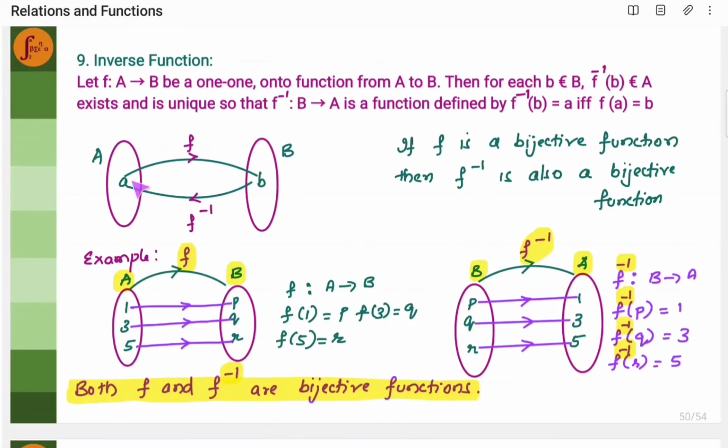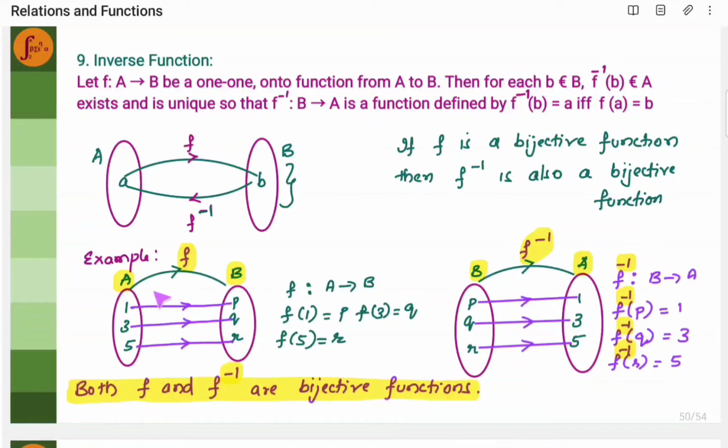Inverse function. Say we have a function defined from A to B. A function from A to B. Function from B to A becomes inverse function. So in this case, if you notice, it's a 1 to 1 function. A is mapped to B, B is mapped to A. So it's 1 to 1 and onto. Onto means every element in set B should have a mapping. So f is the function from A to B and f inverse is function from B to A.